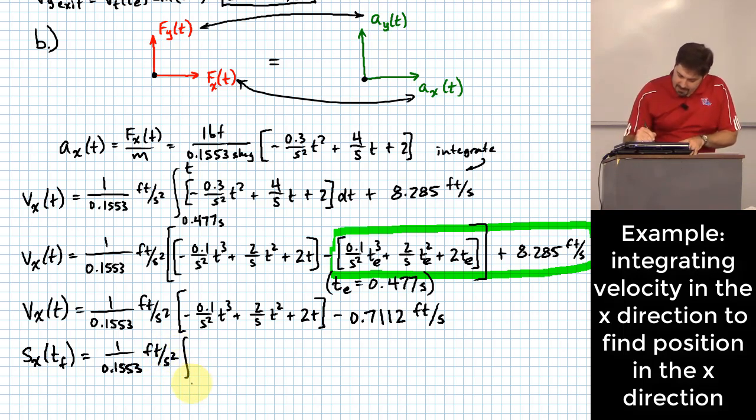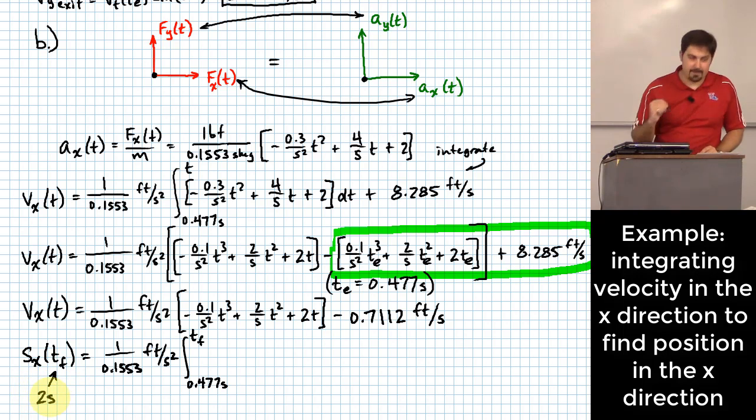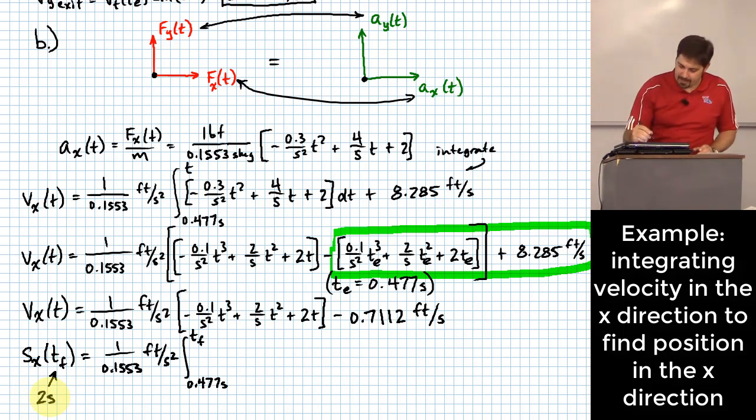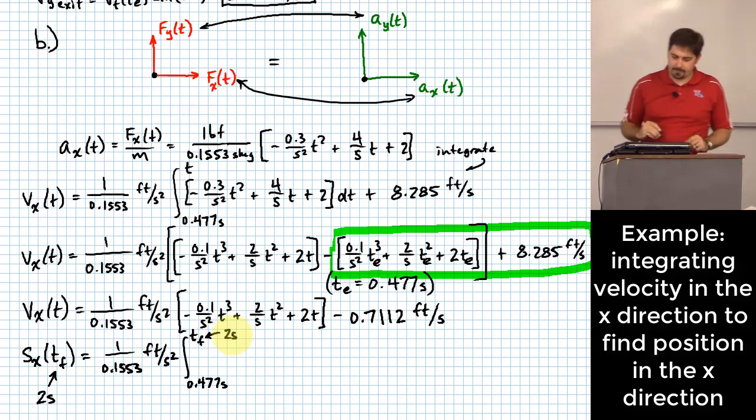I need to basically take the integral from 0.477 seconds up to, where I put t sub f right here, I'm using that as a variable to describe that 2 seconds, right? That's like the final time that I'm trying to evaluate it at. So 2 seconds in for t sub f. Okay, and I put in this same exact function.